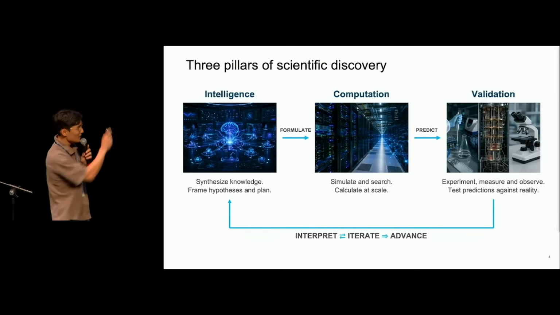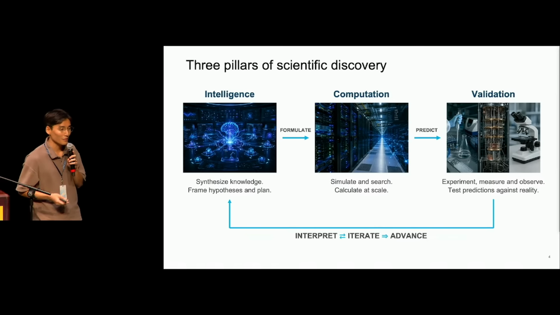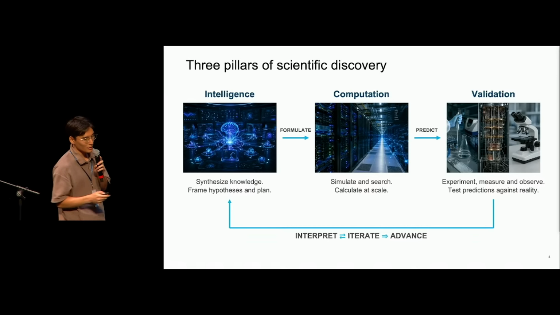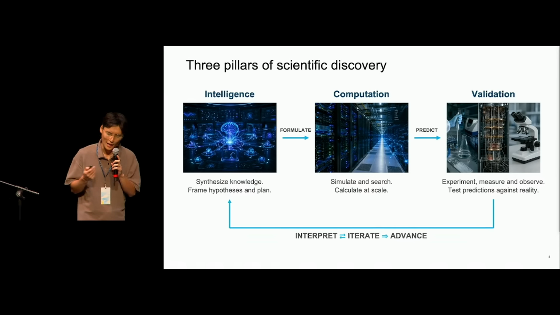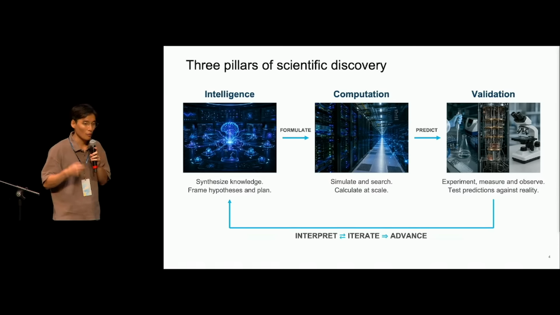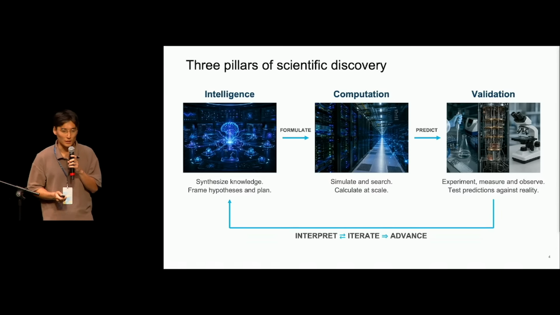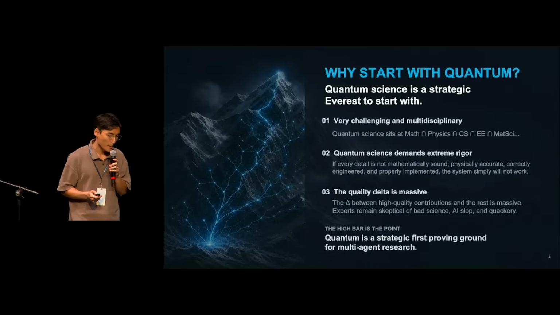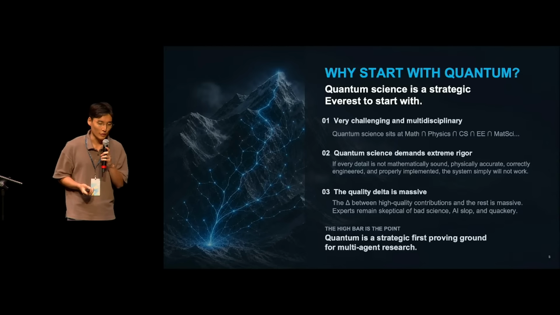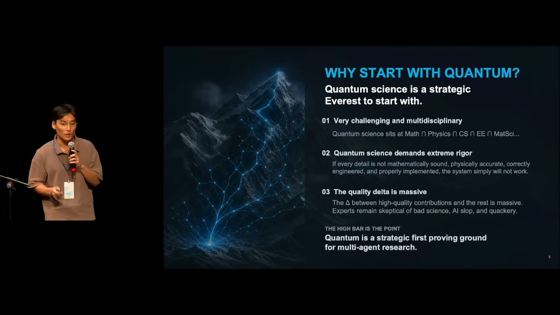All right, that's what I was talking about. 3 pillars of scientific discovery. First is intelligence, second is computation, and third is validation, doing actual experiments. So an agentic system that can go over this loop would lead us to transformative scientific discoveries. And our first target domain for scientific discoveries is quantum science, which is our strategic Everest.